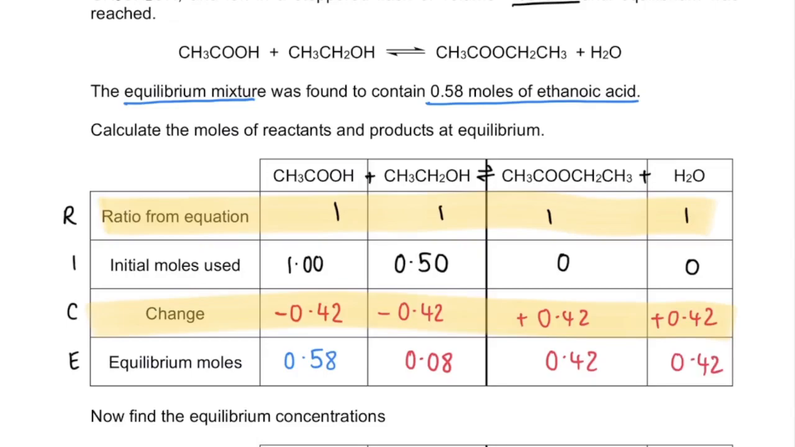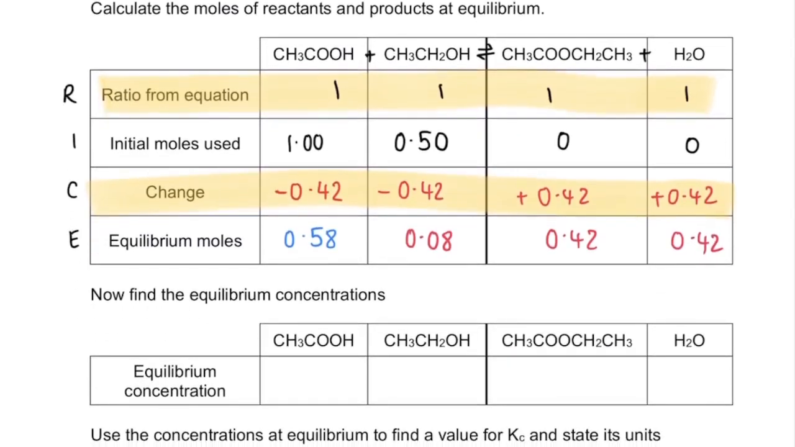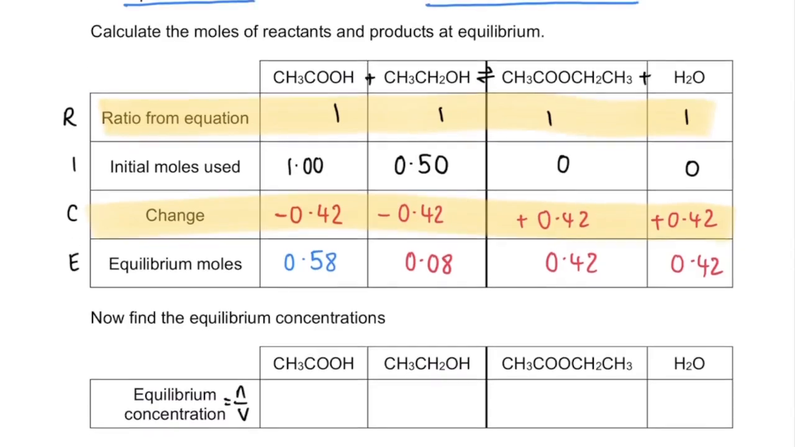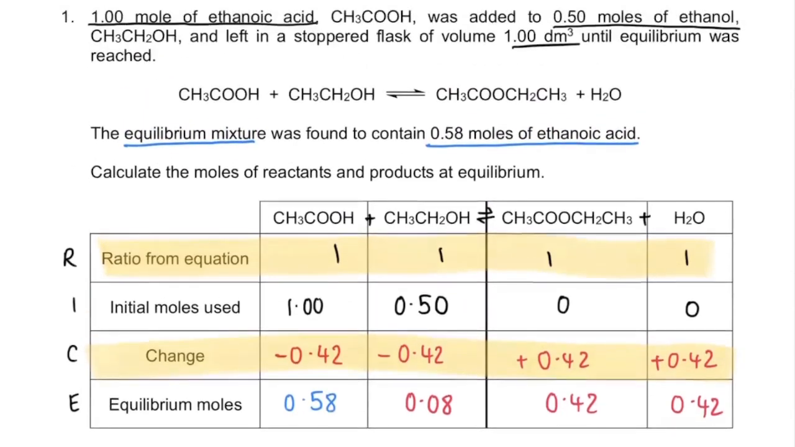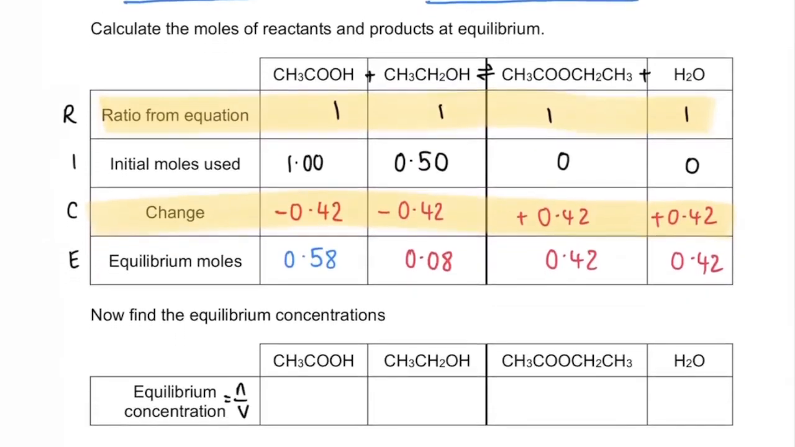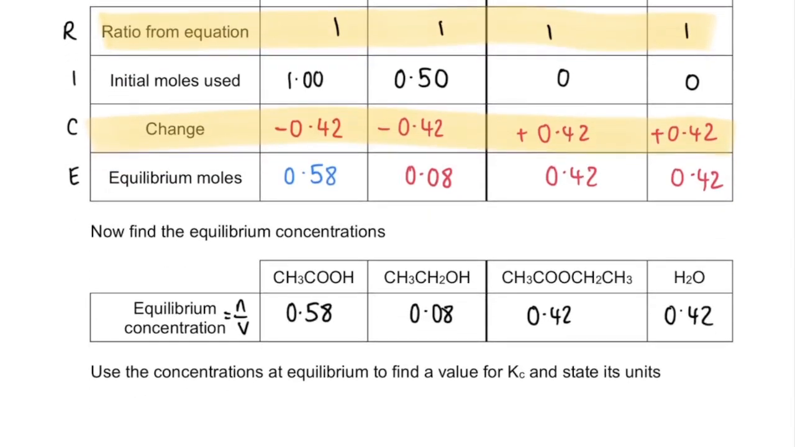But remembering that Kc uses concentration, so we're going to find the concentration, and just remember that concentration is moles over volume, where volume is in decimetres cubed. So we just go back and check our volume was nicely 1. So when we divide anything by the number 1, we are just going to get the number itself. So we've got 0.58, 0.08, 0.42, 0.42. And we're going to put those into our Kc expression. So have a go at writing your Kc expression for this reaction.